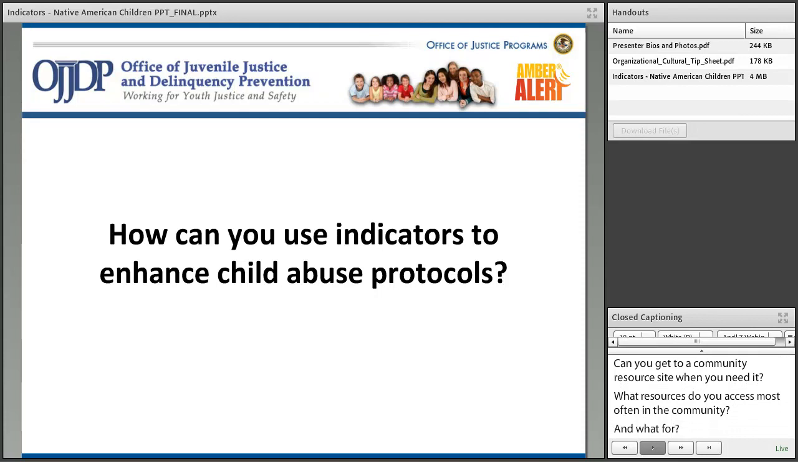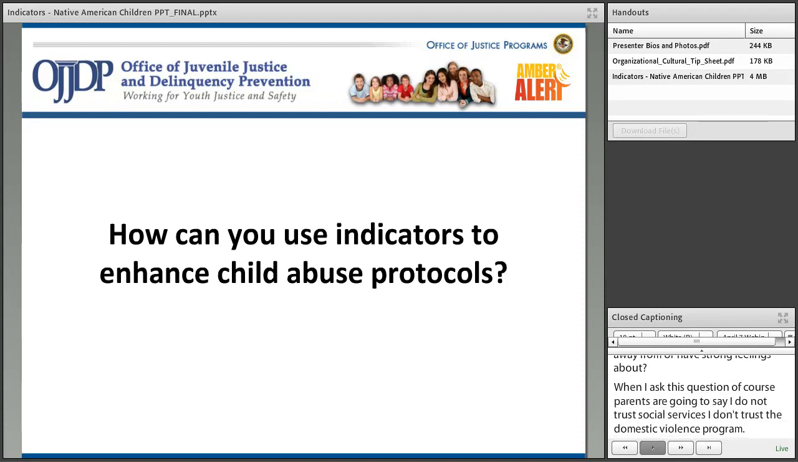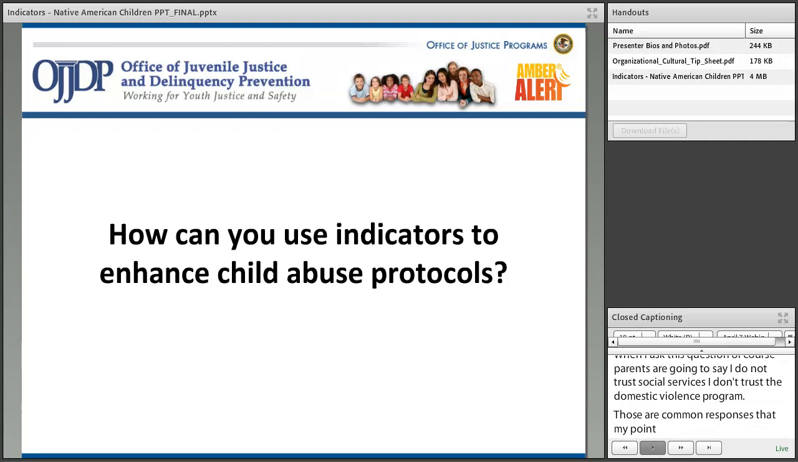And when I ask this question, of course, parents are going to say, well, I don't trust social services. I don't trust the domestic violence program. And those are common responses, but my point is not to say, another one that doesn't trust social services or whatever. What it does is it gives me the opportunity to inform them from an objective perspective about the purpose of that program, the resources that are there, and navigate them in that direction so that they hopefully change their perspective on that agency.